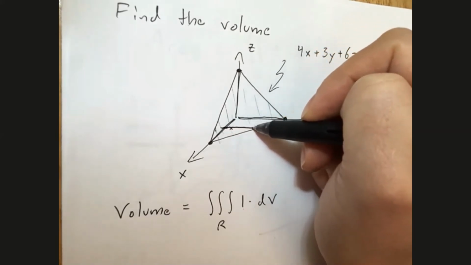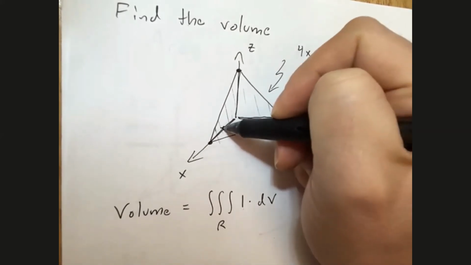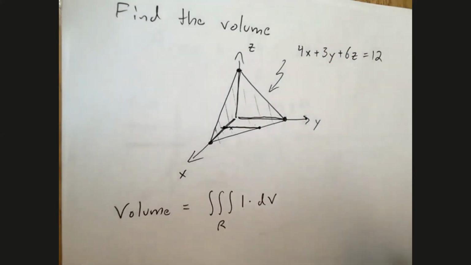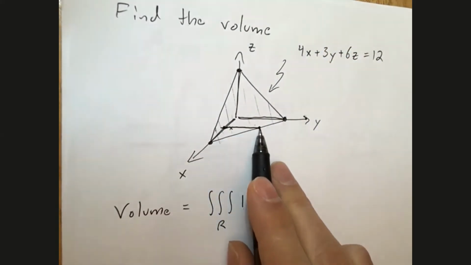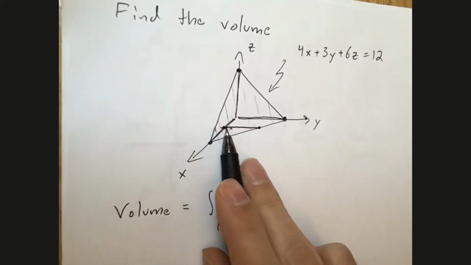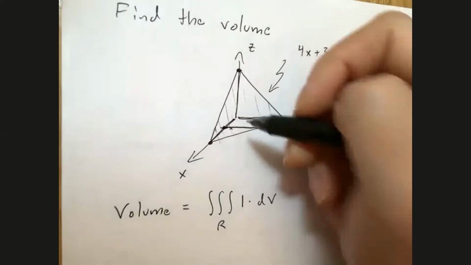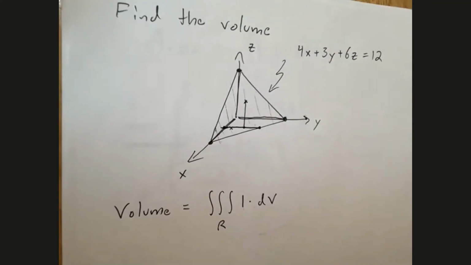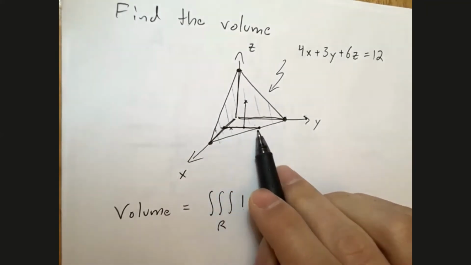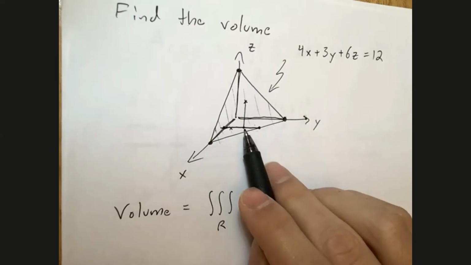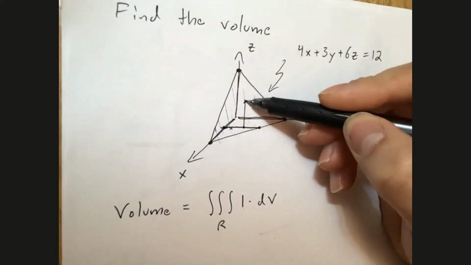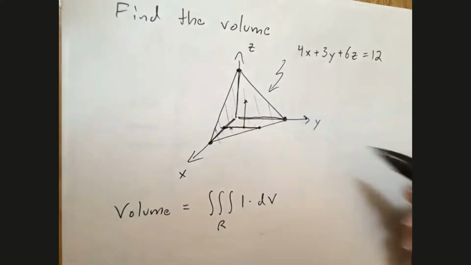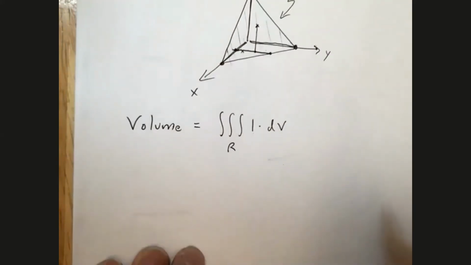I can specify different values of y by integrating in this direction, right? So for each fixed x, I can let y vary from here to here. And then for each of those y's, I can go from here up to the top. And I'll get to every point inside this tetrahedron if I do that. For each fixed x, I let y go from here to here. And then for each fixed x and y, I let z go from here to here. And that will get me through every single point in this tetrahedron. So that's one way to set up this integral.